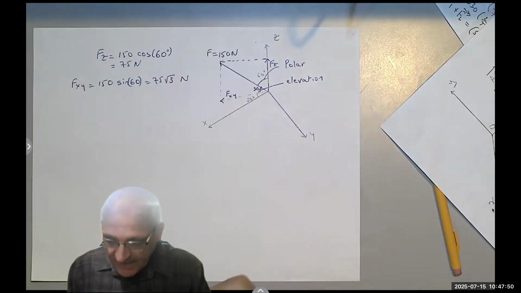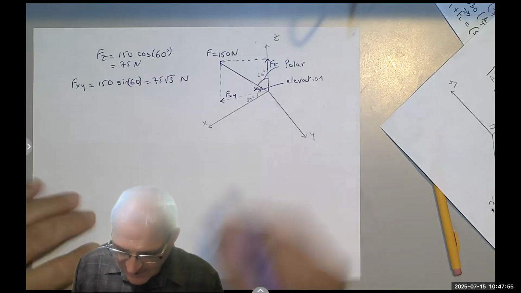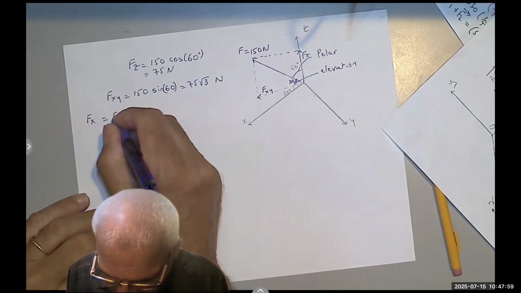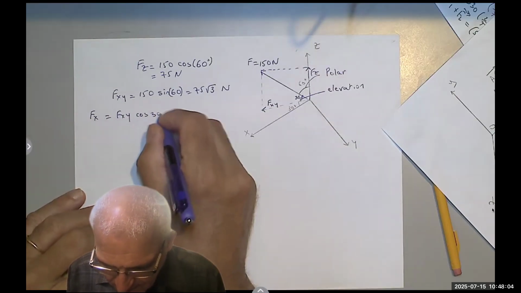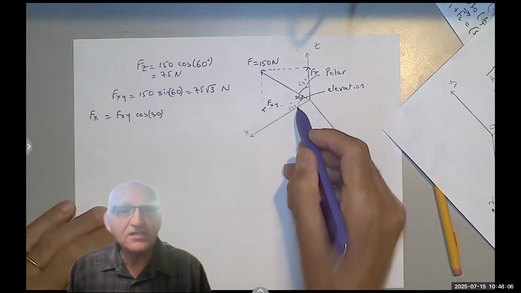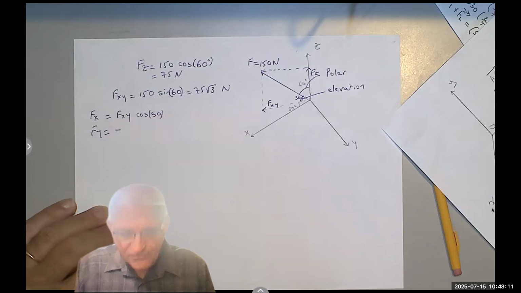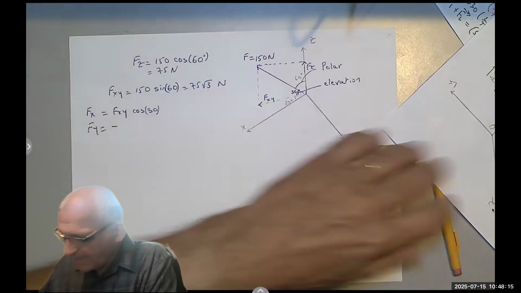Another way to do it is to calculate the angle. So let's do the first one. The first one is to say F sub X equals F sub XY cosine 30, right? Because the angle is 30 degrees between them. And F sub Y, I would write negative. Why negative? Because I see when I project it onto the Y axis, here is the Y axis. The Y axis is here, right?